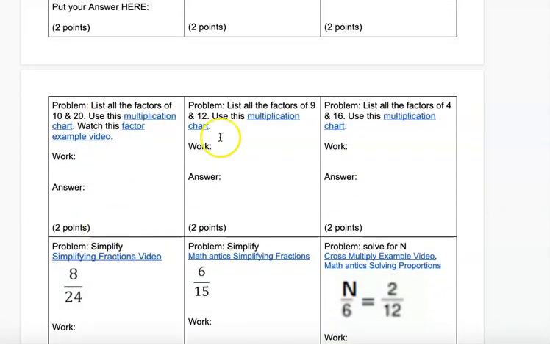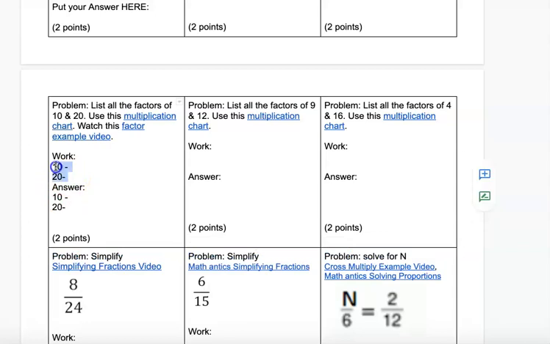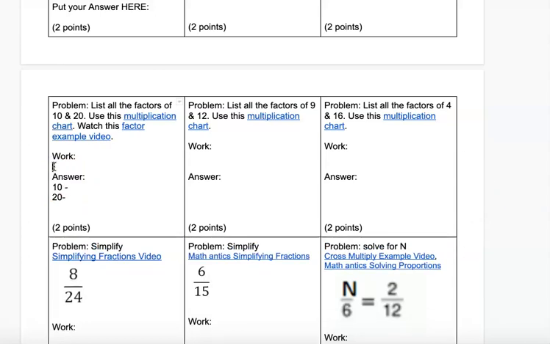This part here is really not that hard. All you're doing is listing the factors of each number listed. So for 10, you're going to list the factors, and for 20, you're going to list the factors. And since I'm not having you find the greatest common factor, though some people did, and that was totally fine, you're actually going to put your answer in the answer section, and then in the work, you don't really need to do anything there. For your work, you can just explain, say, I used the multiplication chart, or whatever.